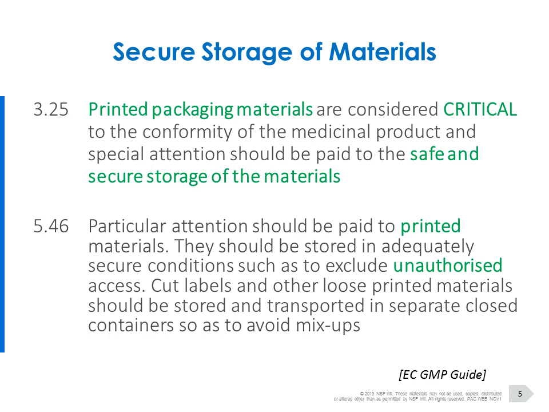So as you can see in Chapter 3.25, the EU GMP says that printed packaging materials are considered critical to the conformity of the medicinal product, and special attention should be paid to the safe and secure storage of materials. So storage of materials is something we'll cover. And then 5.46 goes on to say particular attention should be paid to printed materials. They should be stored in adequately secure conditions as to exclude unauthorized access. And cut labels and other loose printed materials should be stored and transported in separate closed containers to avoid mix-ups.